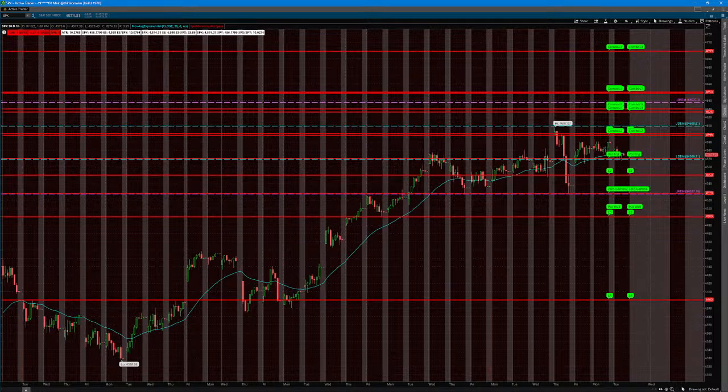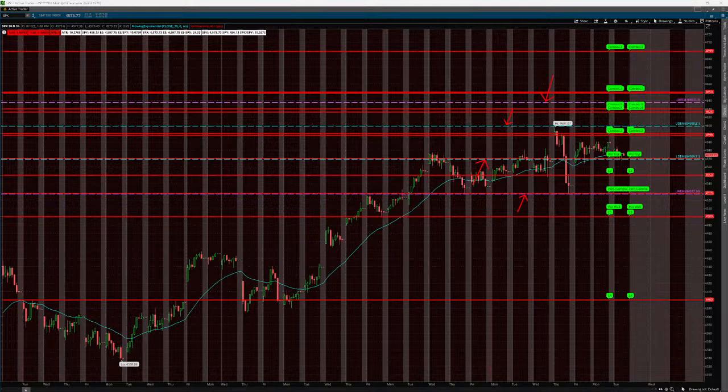So let me point out some levels on this chart. Maybe a little bit difficult to see. The dashed purple lines are showing the lower and upper weekly expected move. That's based on the options market. And then the dashed blue lines are showing the lower and upper daily expected move, again based on the options market. So that's what the options market expects for today and for the week.